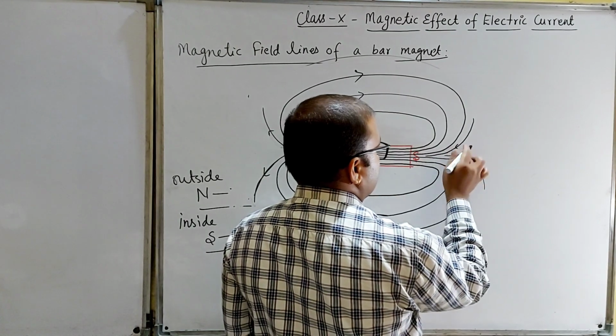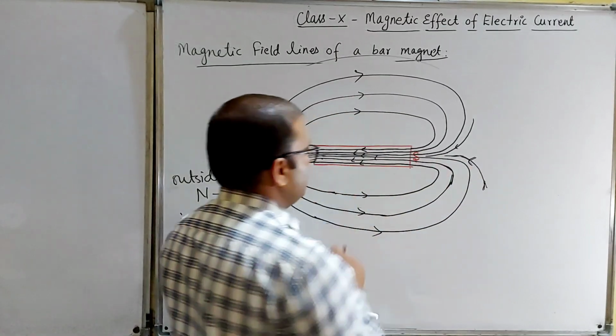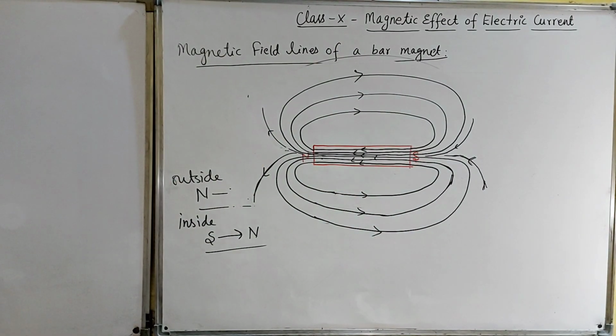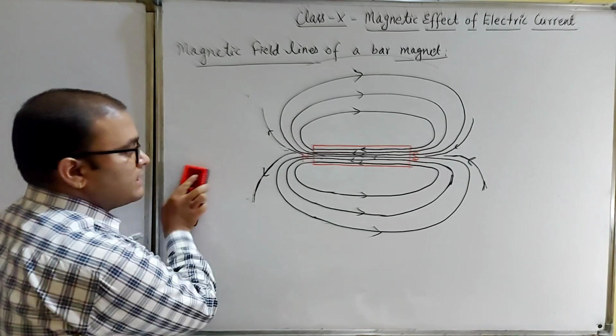Sorry, no intersection will be there. In this way we can represent the magnetic field lines. So this is the pattern of magnetic field lines of a bar magnet. Okay, so this is the pattern of the magnetic field lines of a bar magnet.